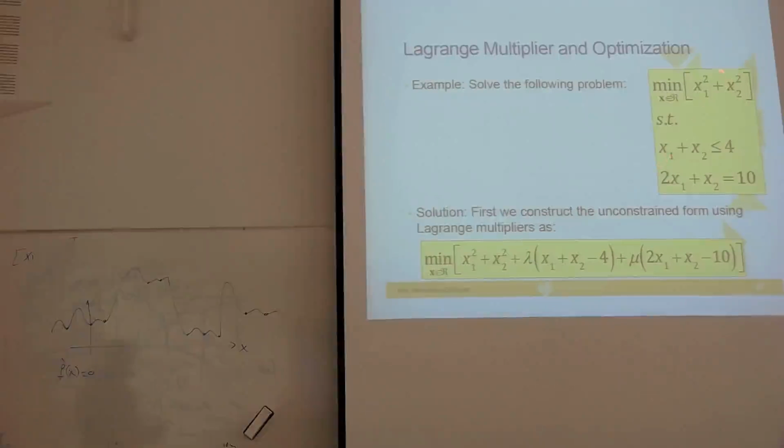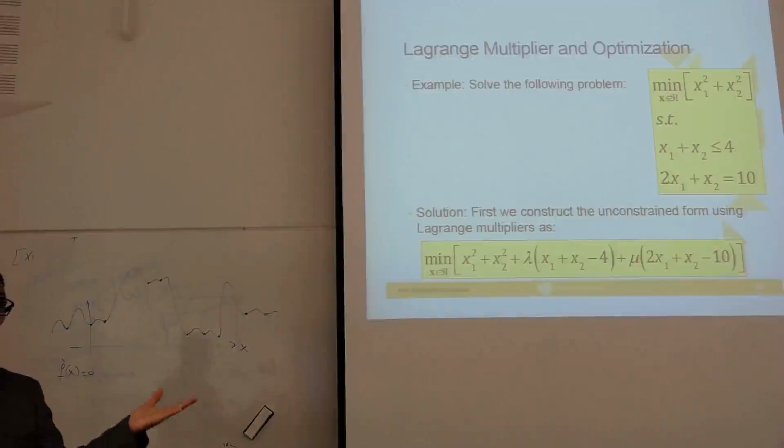We minimize the cost function x1 squared plus x2 squared, plus this inequality constraint. We multiply it by lambda times (x1 plus x2 minus 4), as we said that this should be less than or equal to 0. And for this equality constraint, we multiply by mu times (2x1 plus x2 minus 10). Now we solve this unconstrained problem with how many parameters? We have x1, x2, mu, and lambda.